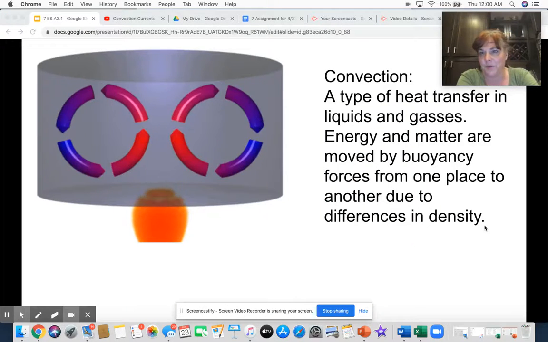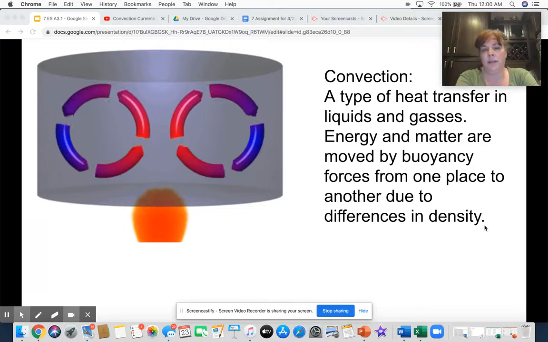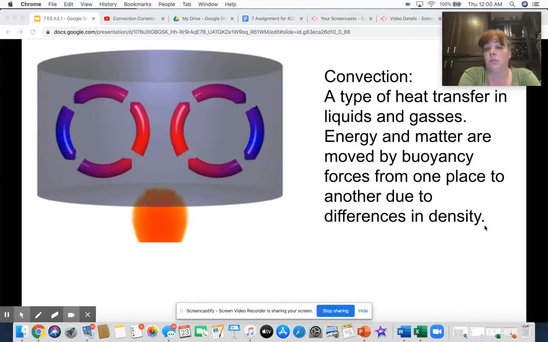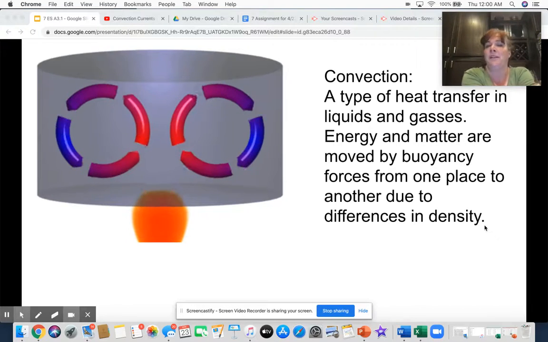Okay, so that was a really good video that explains how convection works. Now I wanted to come back and look at our definition and explain it. And I've got a little GIF here, and it is actually really easy to see what's going on.